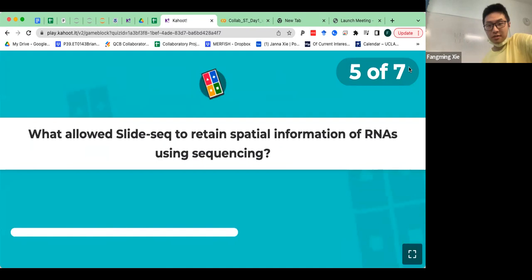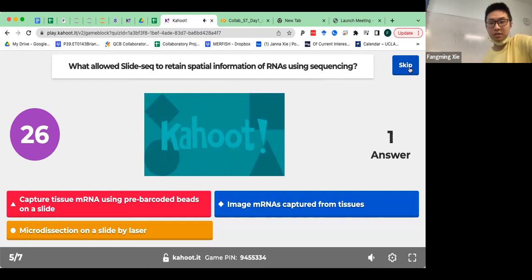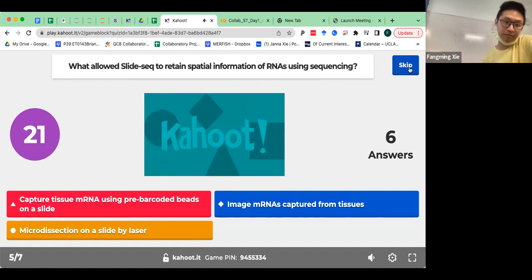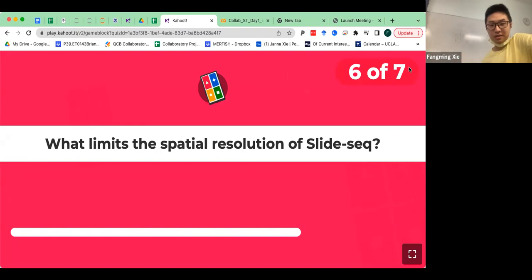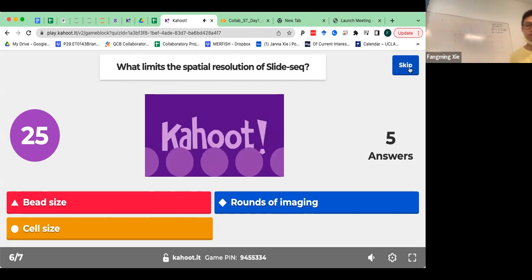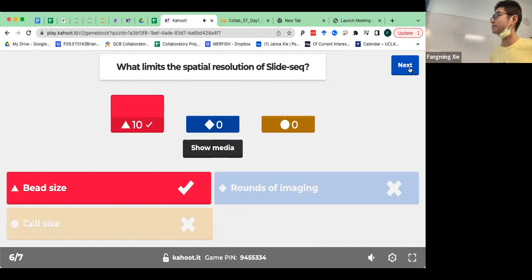What allowed SlideSeq to retain spatial information using sequencing? Yeah, that's right. Everyone got it right. I don't need to explain it. What limits its spatial resolution? Yeah, that's right, bead size.